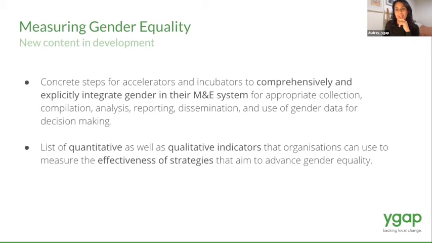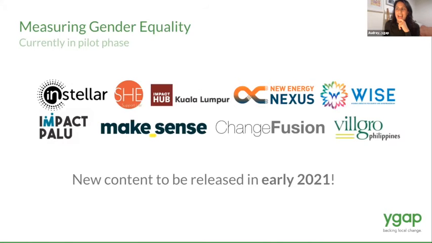And then we're also creating a list of quantitative as well as qualitative indicators that organizations can use to measure the effectiveness of the strategies that they're using to advance gender equality. We are currently piloting this content, and that's why it wasn't available in the publicly available version of the toolkit. We're piloting it with 9 really great organizations in Southeast Asia.